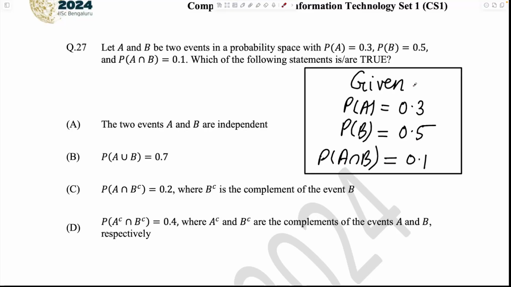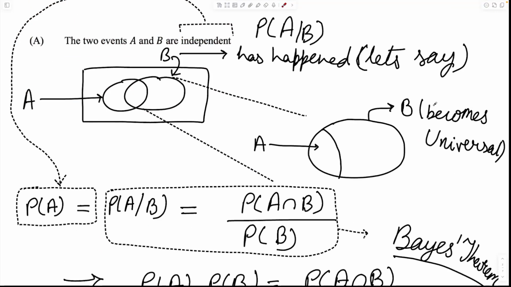Now, the first option tells us that two events A and B are independent, right? So, are A and B independent given this information? Let's see. So, first of all, let me try to explain to you the concept of independence and how we are going to check for it, right? So, at least what we have read in 11th and 12th classes is that there is a concept of event A occurring, given that another event B has already occurred, right? We express it like this, probability of A given B, right?